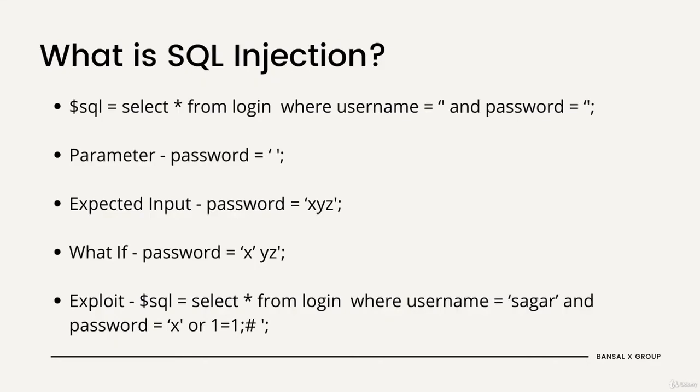Now once I am able to do that, I can write an exploit like select star from login where username equals Sagar and password equals X or 1 equals 1. So the system will check, okay, is there any user which is Sagar and is the password X? Or just check if 1 is equal to 1, which is always true. That is a tautology. 1 is always equal to 1. Which means that the result will be true and it will return a true statement and I will be able to log in. This is the reason SQL injection occurs.